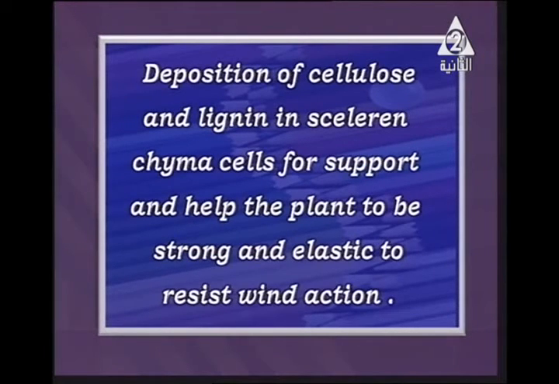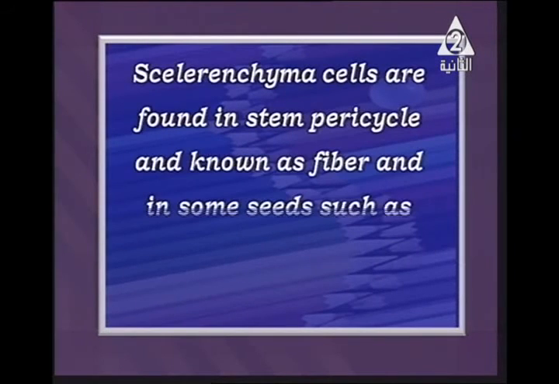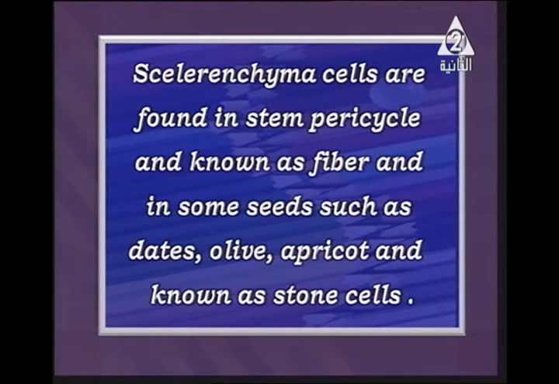Finally, we have an extra example: deposition of cellulose and lignin in sclerenchyma cells for support and to help the plant also be strong and elastic to resist the action of the wind. Just extra information for you, the sclerenchyma cells are found in the stem, in the pericycle, and they are known as fibers. And also some seeds such as dates, olive, apricot, and so on are called stone cells.